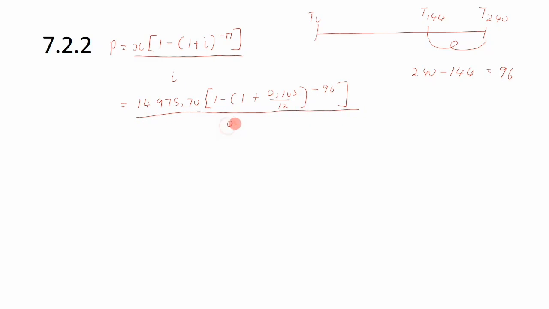Then the i is 0.105 over 12. So now having to punch all this in your calculator, you find that the outstanding balance after the 144th payment has been made is now 969,927.94, right?